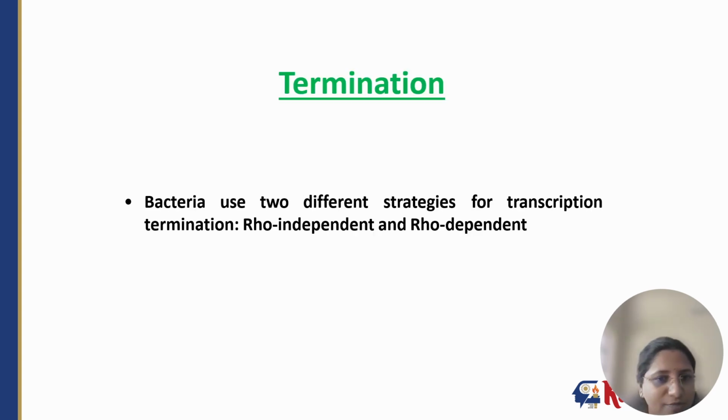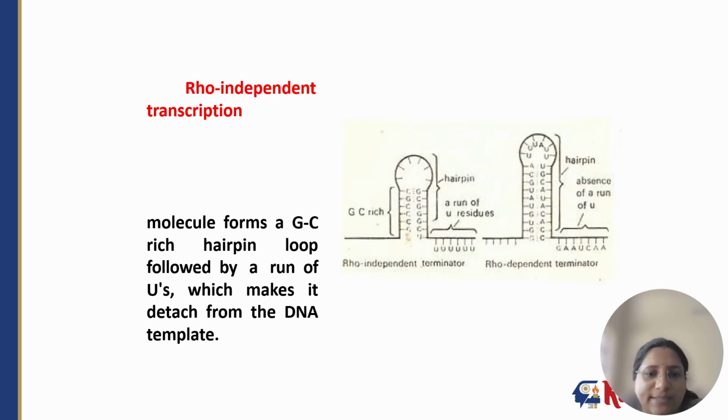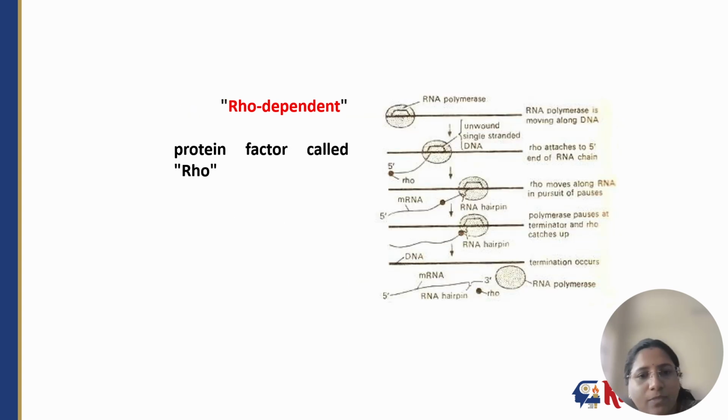The termination process is the final step, where there are two different strategies for transcription termination: Rho independent and Rho dependent, which depends on a protein called the Rho factor.